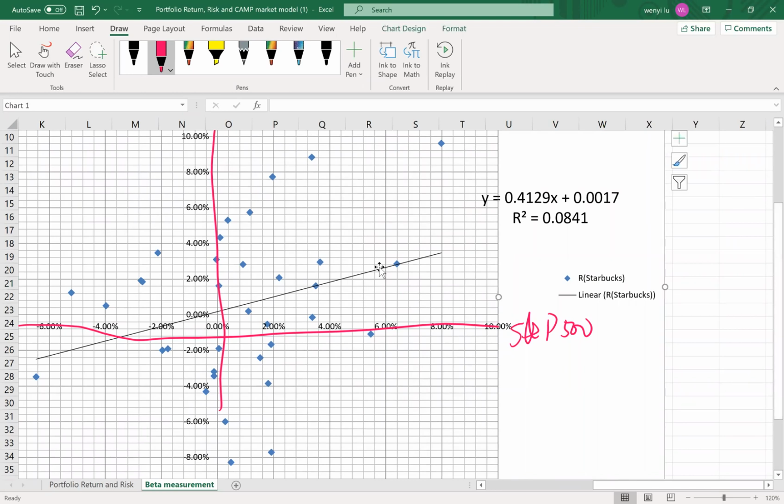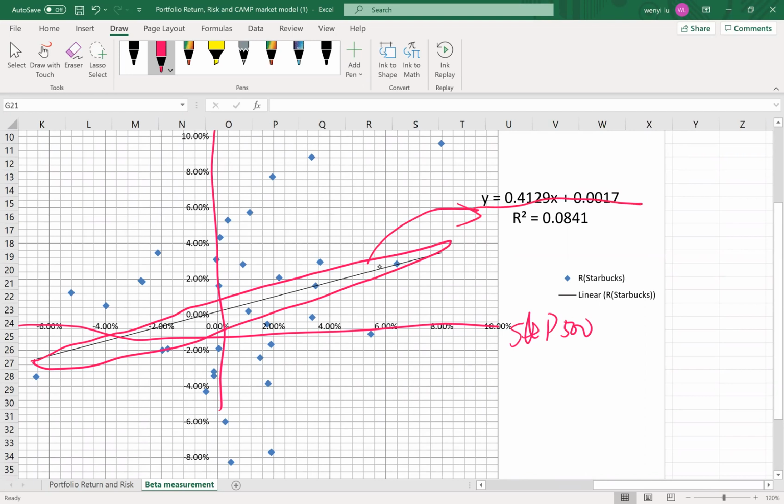After you plot these dots, you can insert a straight line, like this one I put here. For this line, you can estimate the linear equation. The number before the x is actually the beta. So you can compare this beta with Yahoo Finance. They are consistent, meaning our industry uses the same way to estimate the market risk measure, the beta.